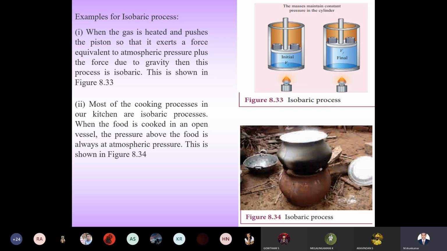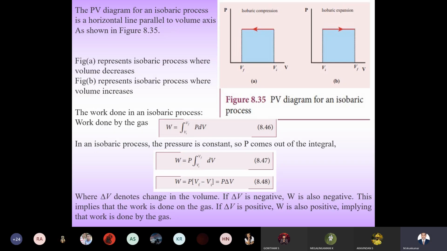So these are the examples of isobaric processes. Then we can look at how the PV diagram of an isobaric process will look. Pressure is constant here, so the curve will be a straight horizontal line. During a compression, the volume decreases, so the final volume will be less than the initial volume, and during expansion, the volume will increase. So V initial and V final will differ.